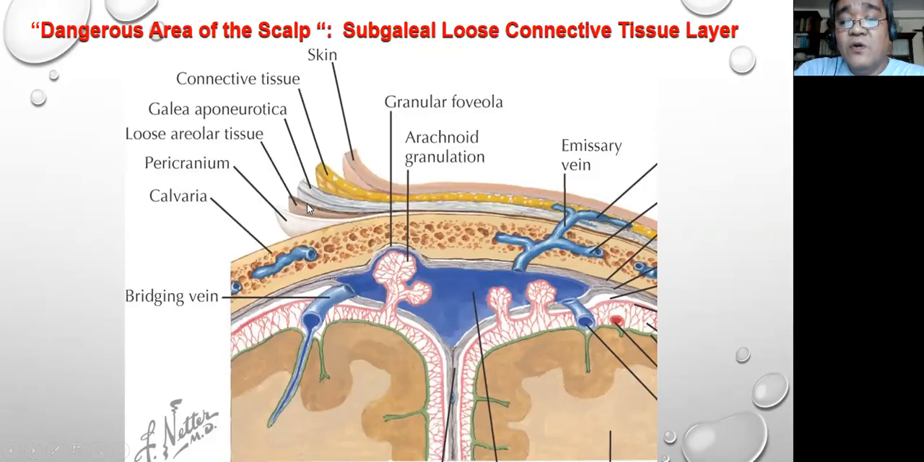What is dangerous here is that if you have pus that collects within this layer, you must also know that within the layer, there is a vein that traverses through it, known as your emissary vein. Hence, purulent material within the layer can gain access into the intracranial cavity via the emissary vein. You might end up with a brain abscess or a meningitis.